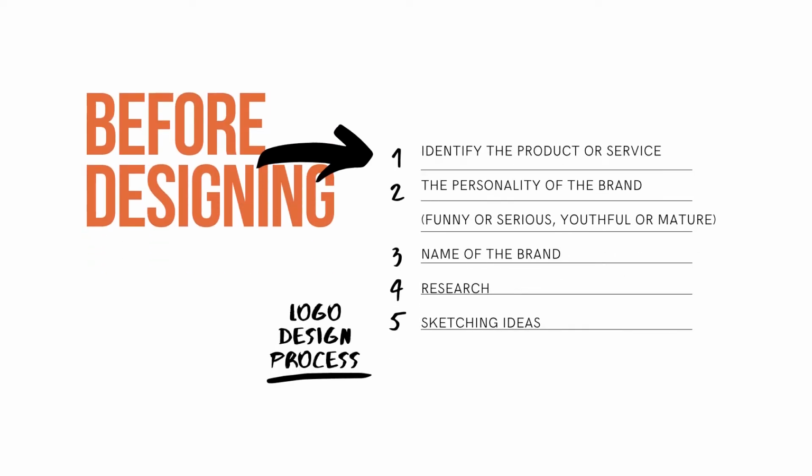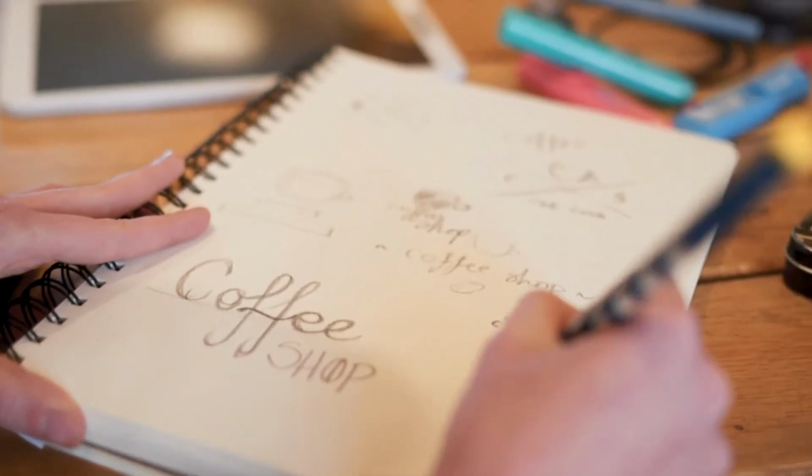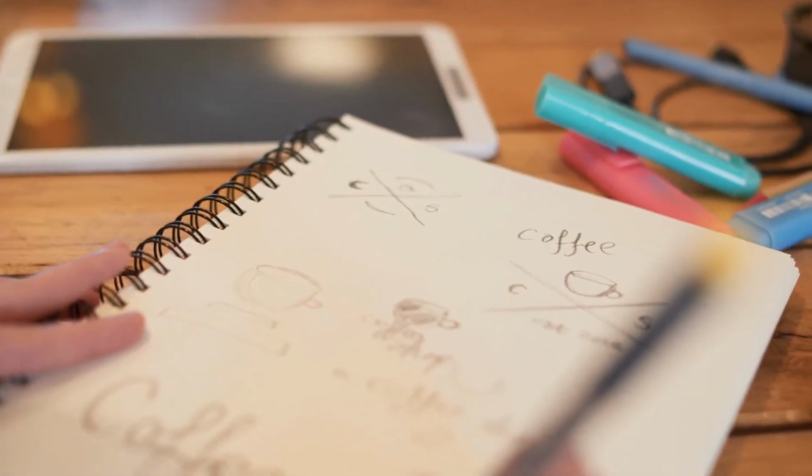Before designing your logo, make sure you identify the product or service you have in mind. Next, think about the personality of your brand. Is it funny or serious? Is it youthful or mature? And of course, you will need a unique name. Try doing some research first to see if the name is already taken, and look for inspirations for your logo. Sketching logo ideas is also an important preliminary work before coming up with your final digital design.